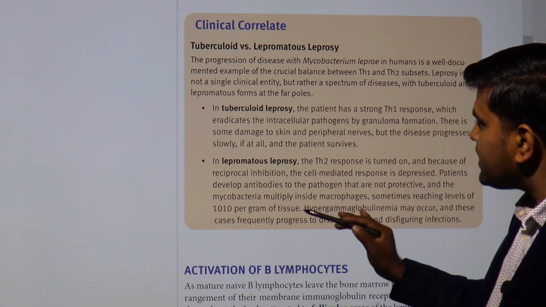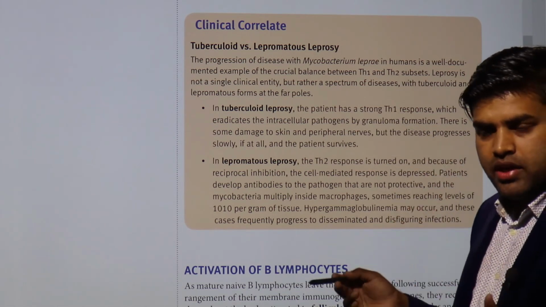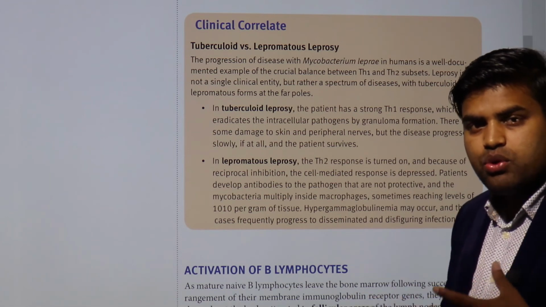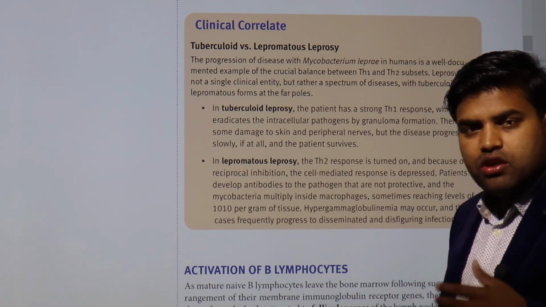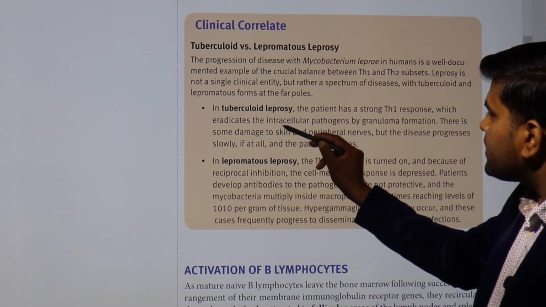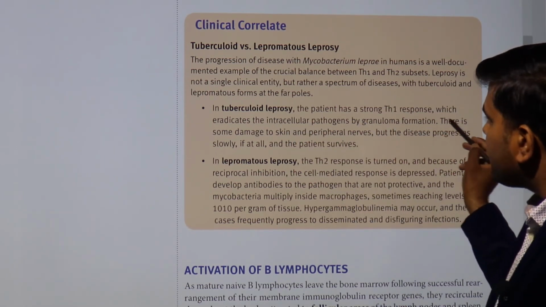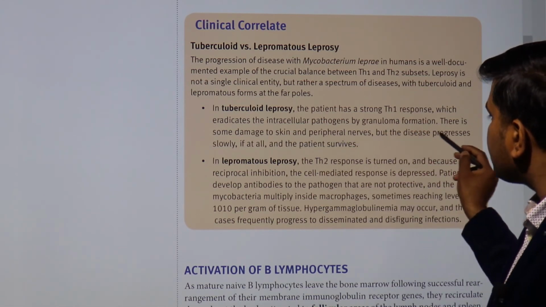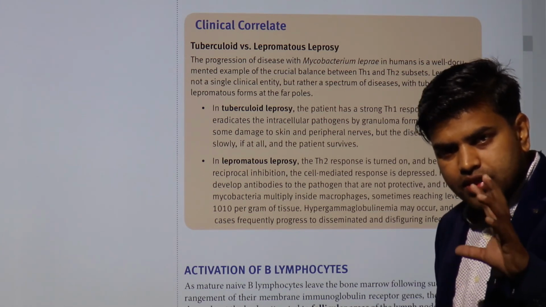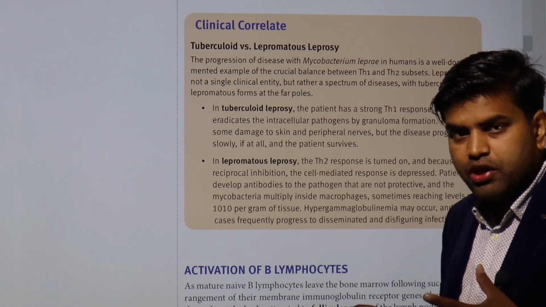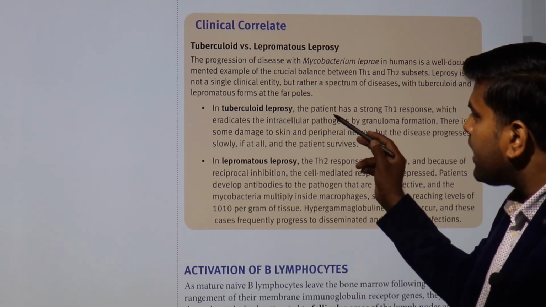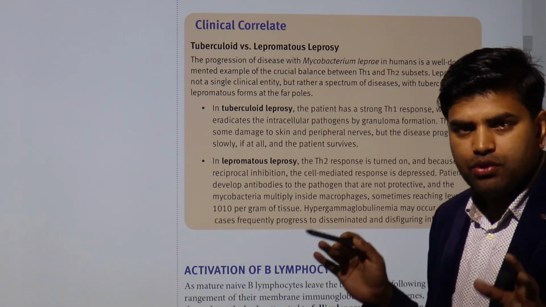In tuberculoid leprosy, that is the initial stage, the patient has a strong TH1 arm. Initially, you get infected with this Mycobacterium leprae. This is an intracellular pathogen. Now, cell mediated immunity, or the TH1 arm, will be activated, which eradicates the intracellular pathogen by granuloma formation. There is some damage to the skin and peripheral nerve, but the disease progresses slowly, if at all, and the patient survives. So in the initial stage, your own body will activate and kill the intracellular pathogen by forming the granuloma and limiting the infection, and you will survive.